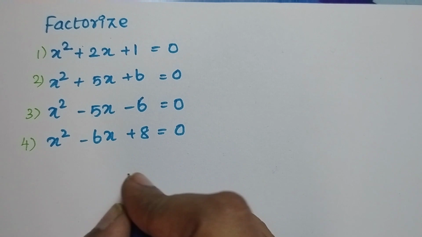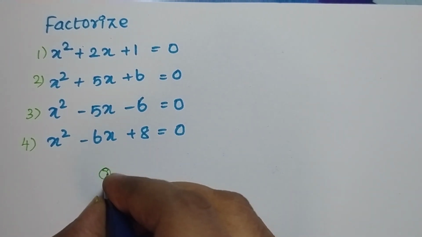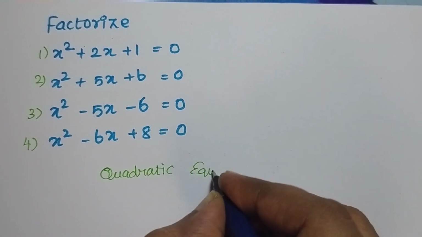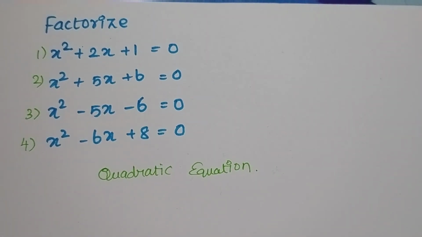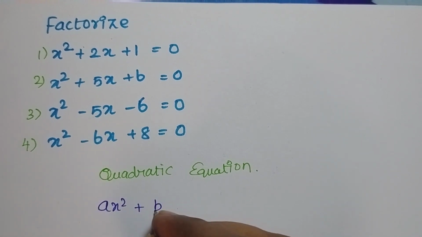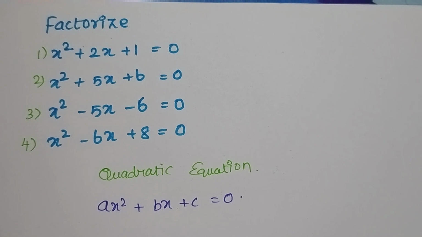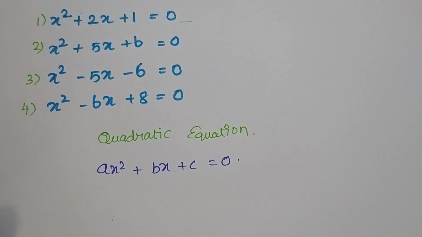Before that, we need to know that a quadratic equation is in the form ax square plus bx plus c is equal to 0. So basically a quadratic equation is in the form of this equation. Okay. First I am going to take this first equation for solving the problem.